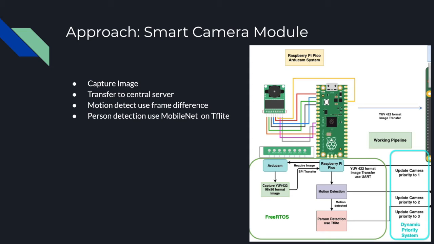After the motion detection, if there is no motion detected, then the camera will just capture the next frame. If there is motion, then perform person detection using TF Lite. The TF Lite model is MobileNet version 1 and is quantized to int8. The model can be directly downloaded from the TF Lite example repository. Here is a demo of the frame difference motion detection.